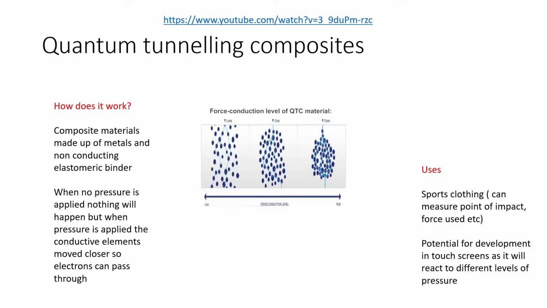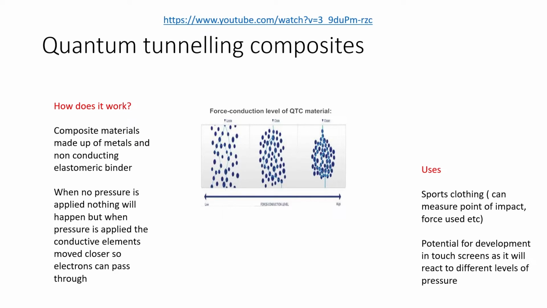Quantum tunneling composite. Because of programs like the Big Bang Theory, every time anyone says the word quantum, they think, oh, it's massively complex. In this case, that really isn't the case. Quantum tunneling composite essentially a lot of the time looks like a rubber matting.